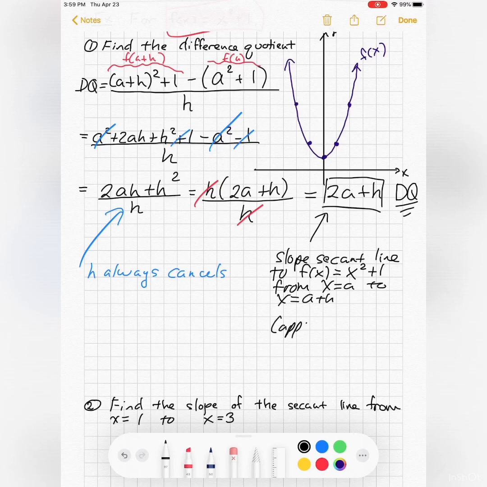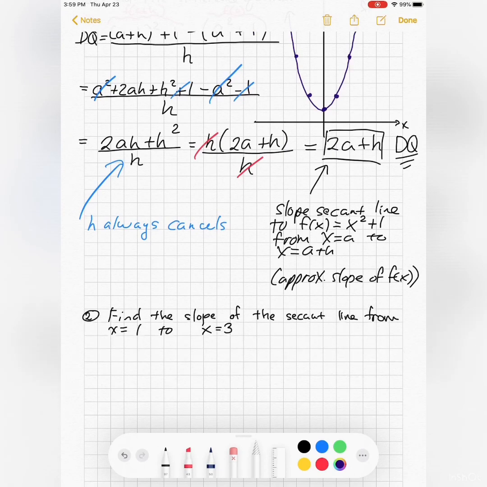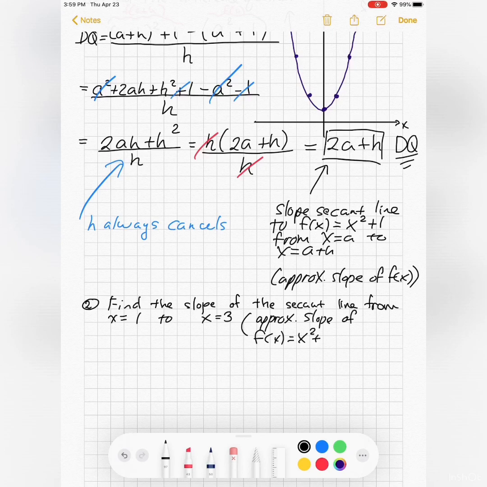That's the difference quotient. So this is the slope of the secant line to the particular function x squared plus 1 from x equals a to x equals a plus h. So again, that's the approximate slope of the function itself. Okay, so then what am I asked to find next? So now the next question says, find the slope of the secant line from x equals 1 to x equals 3. So I guess another way I could phrase this question would be I could say, find the approximate slope of the function from x equals 1 to x equals 3.